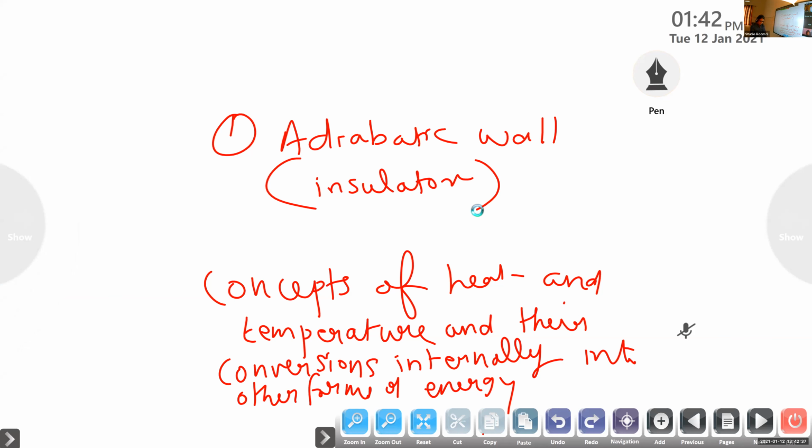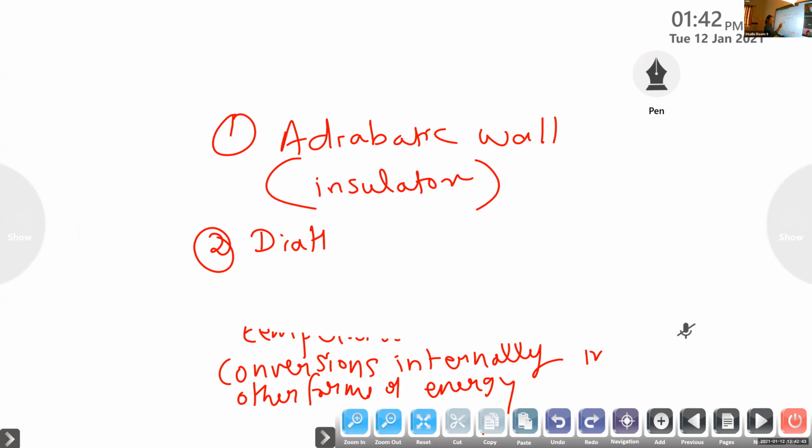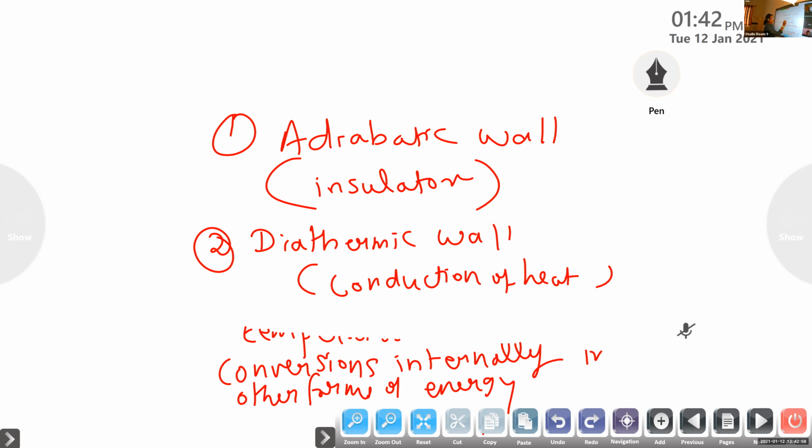Another one we call a diathermic wall. So these are some of the terms we are using: adiabatic wall and diathermic wall. Diathermic wall means conduction. Mainly we are talking about heat. Insulator means mainly heat insulators, or insulating the system from the effect of heat energy.